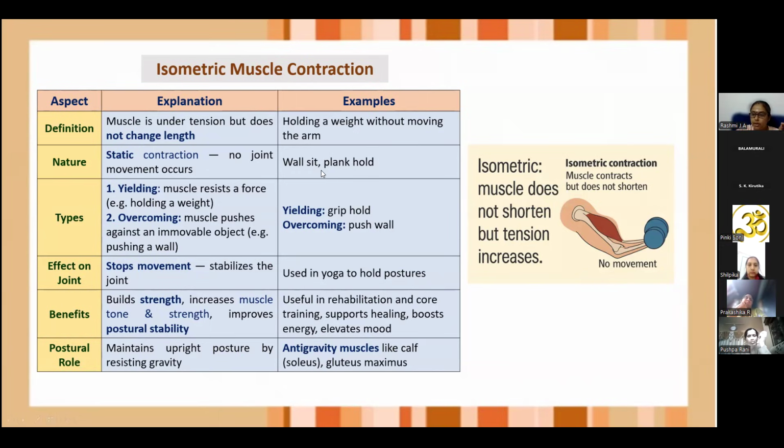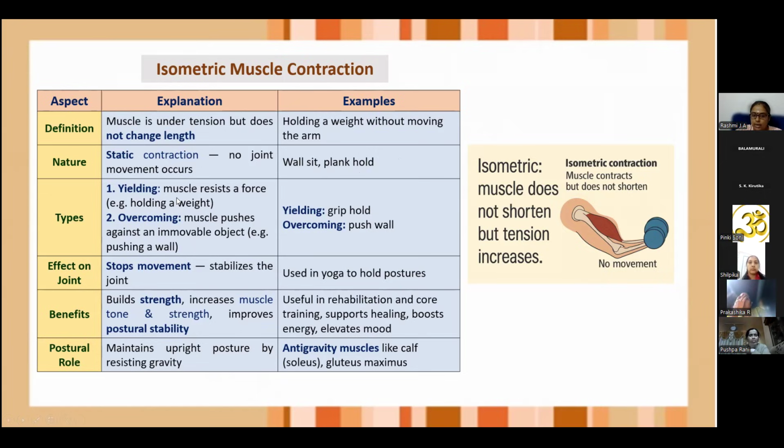So for example, if you lean on the wall and do Utkatasana or Ardha Utkatasana, leaning on the wall, that is called wall sit. Or plank hold, this is like your Chaturanga Dandasana. All these things, if you do, are examples of isometric muscle contraction.